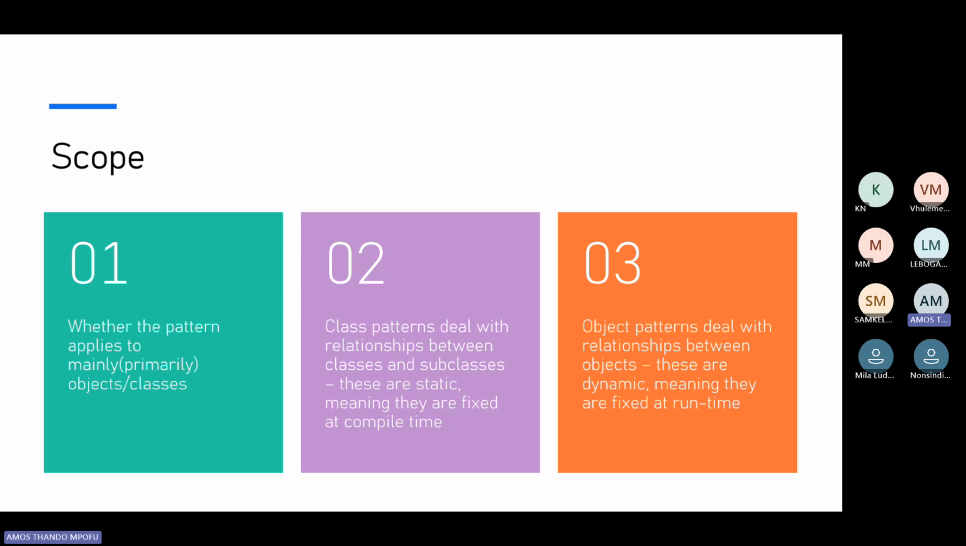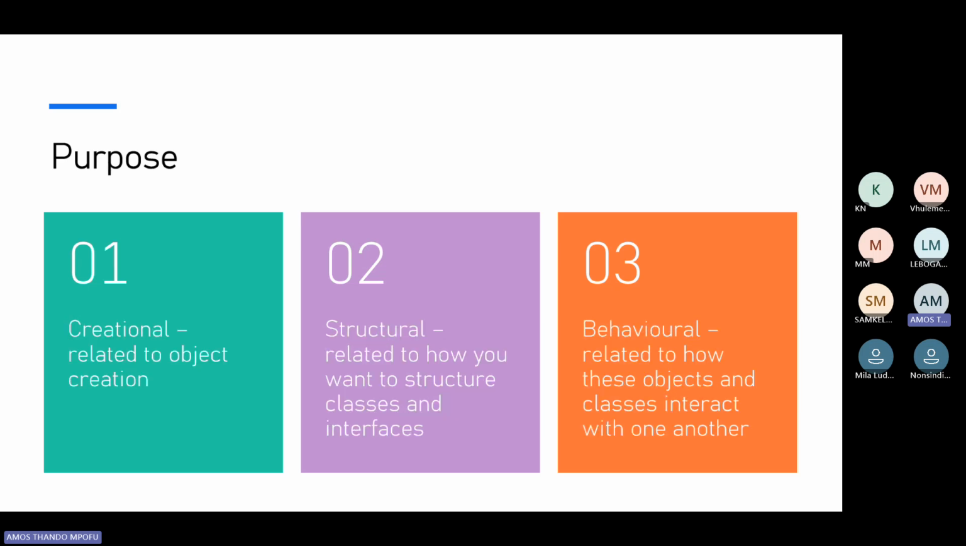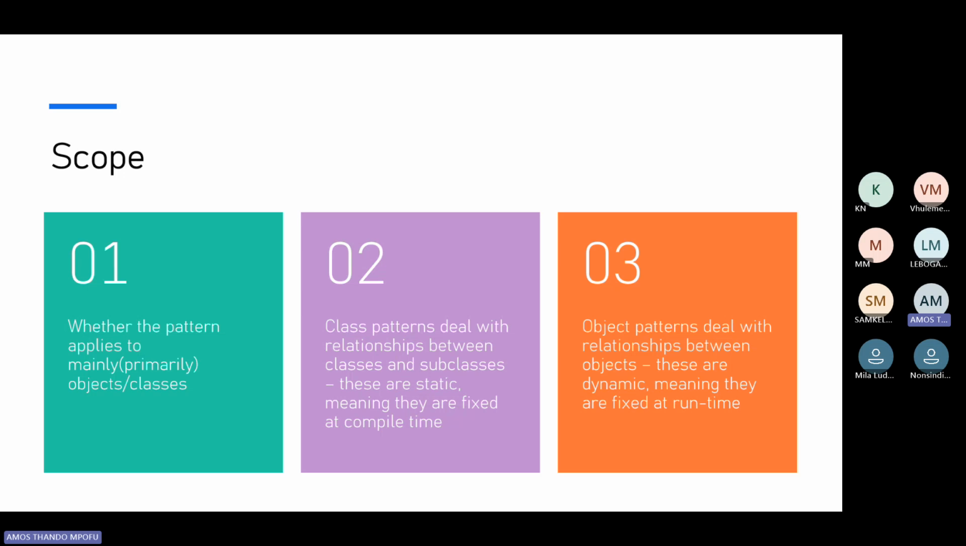So that's the problem. I skipped scope because remember we said that there's a criteria for design pattern, which is two: purpose and scope. You need to know in which category it falls. Once you understand, then you look at the scope. Basically, we have three.